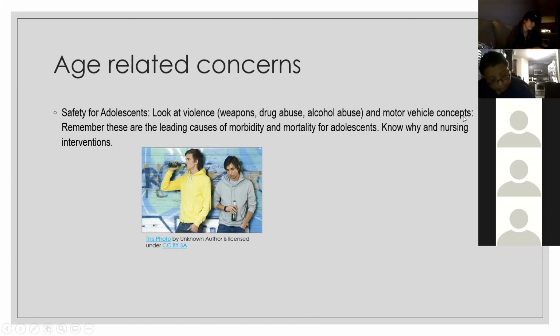Motor vehicle, what are we going to think about motor vehicles? Drinking and driving. Seat belts, eating, texting. Good, all of those.